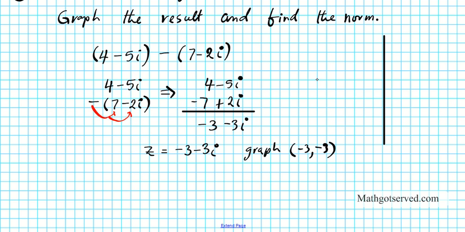Quadrant 3 because we're going to go to the left and then go down. I'm not drawing this to scale, so it doesn't have to be perfect. It's just a sketch. All right, so let's graph it. -3. We're going to go 1, 2, 3. That's -3 on the real. And then 1, 2, 3. That's -3 on the imaginary.